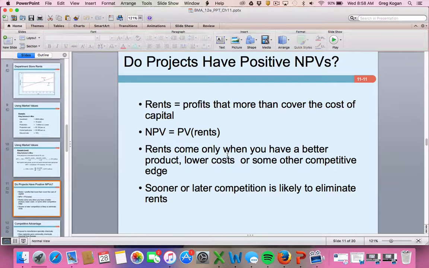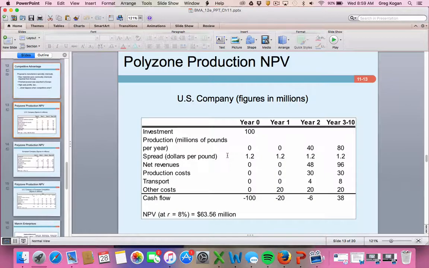But what's interesting in our projections is that we are trying to estimate these projections and figure out the price adjustment in the years after the new player comes into play. And this is what the Polyzone production NPV is all about. If you look on pages 286, 287, we're talking about a U.S. company shipping a chemical out to Europe, stable price, stable NPV. Initially, the NPV looks like 63 million, on the notion that they're producing this chemical, and the spread per pound that they're selling is 1.2 initially.